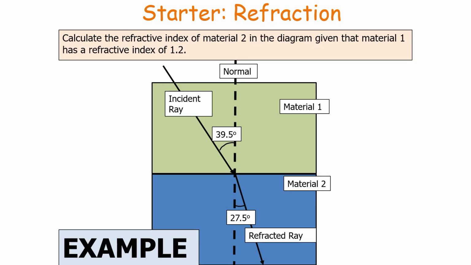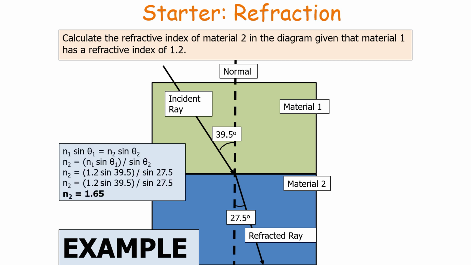So let's have a look at an example question for this. Calculate the refractive index of material 2 in the diagram given that material 1 has a refractive index of 1.2. We know that n1 sine theta 1 equals n2 sine theta 2. So n2 is therefore equal to n1 sine theta 1 over sine theta 2. We pop our numbers in and we say that n2 is going to be equal to 1.2 sine 39.5 divided by sine 27.5. So n2 equals 1.65. That makes sense because you'll notice this material 2 must be more optically dense because the angle of refraction is smaller than the angle of incidence, so the wave must be slowing down.